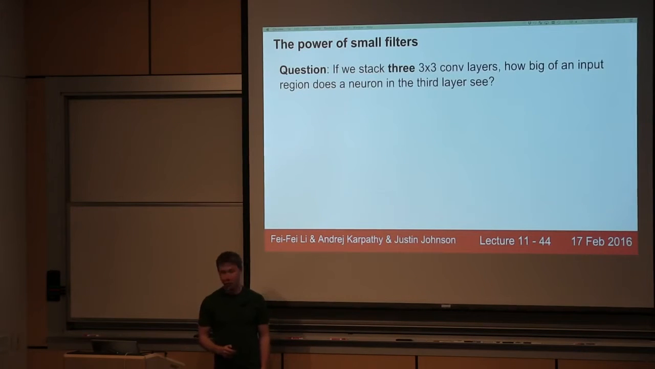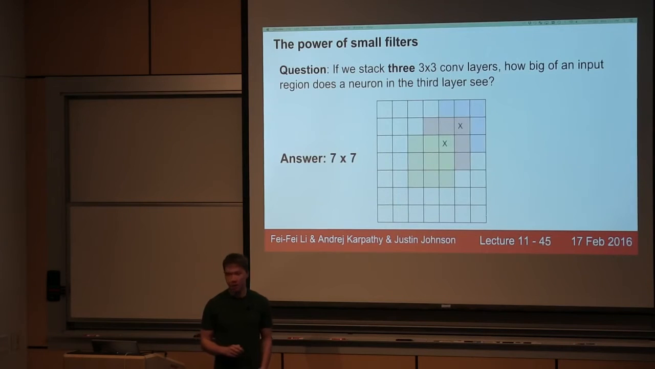Okay, so now the question is, if we had 3 3x3 convolutions stacked in a row, how big of a region in the input would they see? Yeah, good. So the same kind of reason, that these receptive fields just kind of build up with successive convolutions.